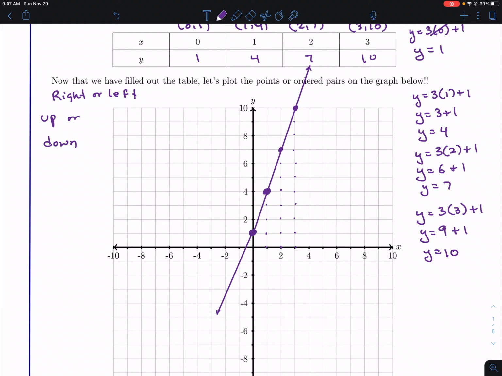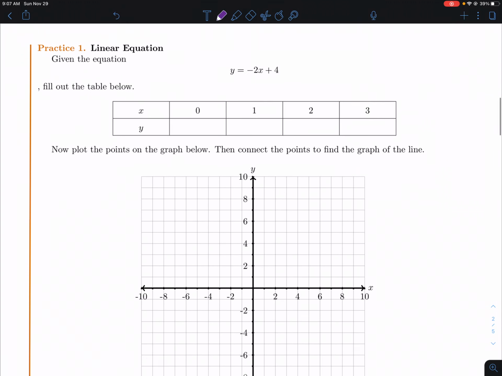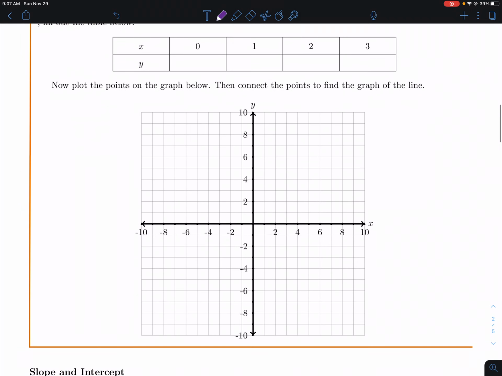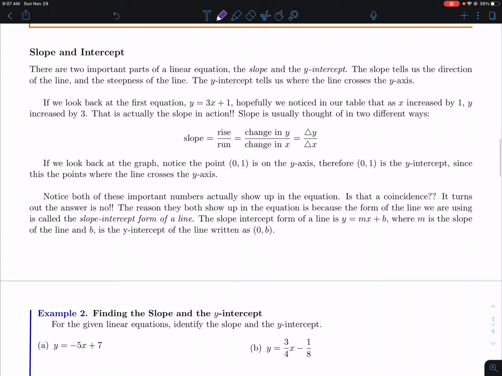All right, so hopefully that looks familiar. Hopefully you remember doing this at some point in your life. So work on practice 1. You're doing the exact same thing. You're going to let x be the input, y be the output, plot the points, connect the graph, draw your line. And then when you're done, unpause, and then we're going to go talk about the slope and the intercept of the line.